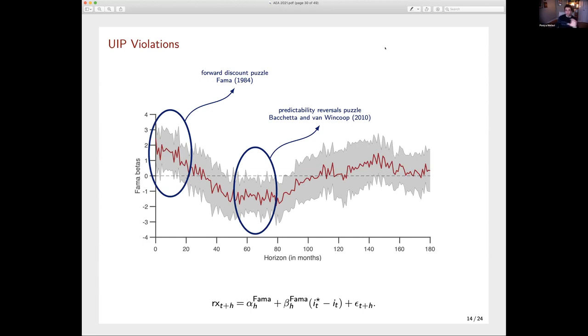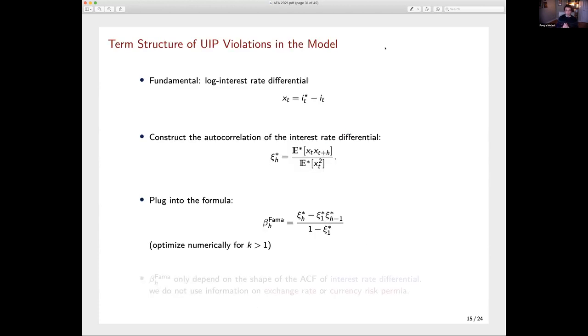This is purely the empirical exercise. Now we're going to look at the predictions of our model and compare it to what we get from our empirical exercise. So again, our fundamental is going to be the log interest rate differential. This is something that we can observe directly, and then we can construct the autocorrelation function of the interest rate differential, and then we can plug it into our characterization result and compute the beta coefficients at every horizon as a function of k, the number of factors in the agent's model. So here's the expression for k equals 1. When k is larger than 1, we don't have a closed form expression.